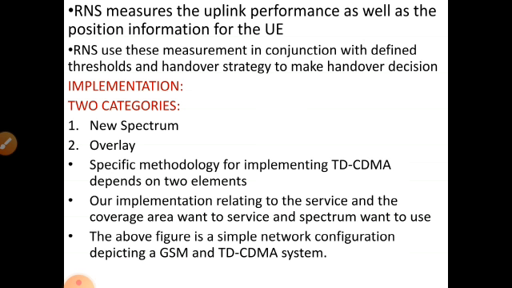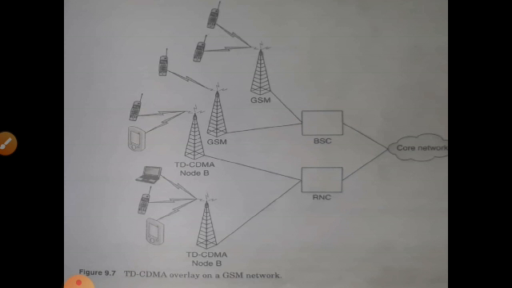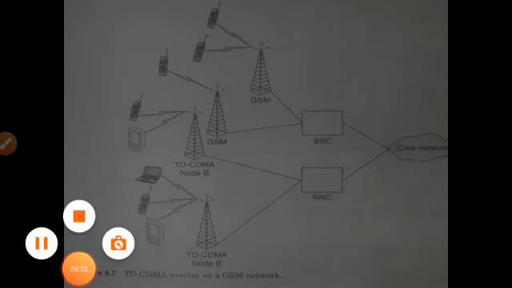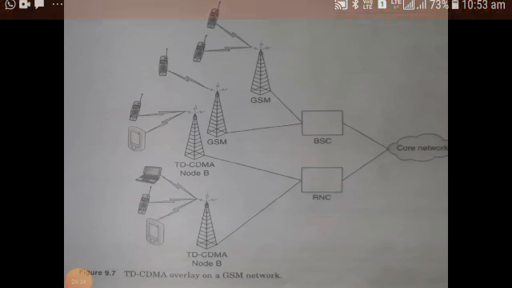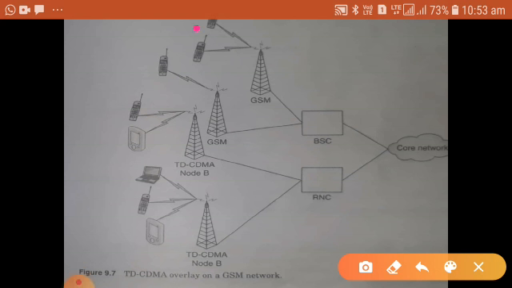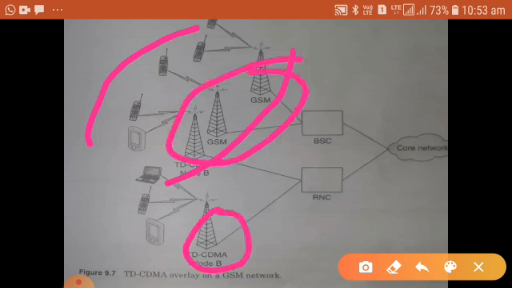The above figure shows a simple network configuration which can be used for GSM along with the TD-CDMA system. This is the technique we are going to use. These are the different types of user equipment, different types of communication towers, and this is the TD-CDMA base station. These are the different types of base stations, and this is the radio network controller. This is nothing but the core network, and this is the BSC.